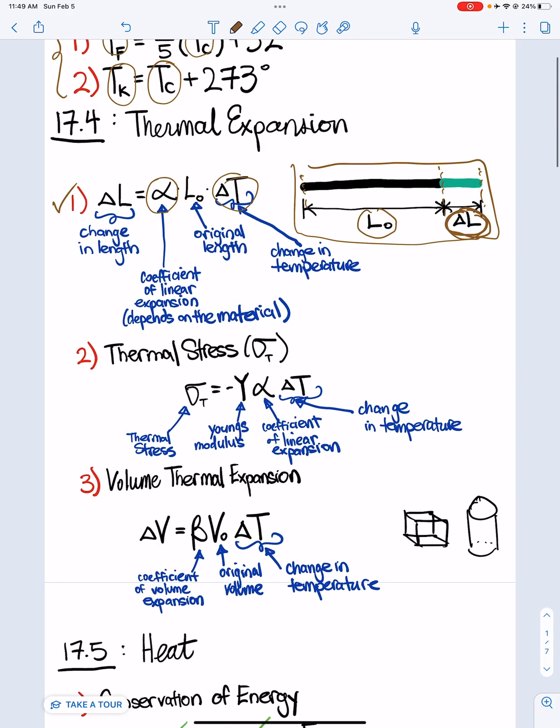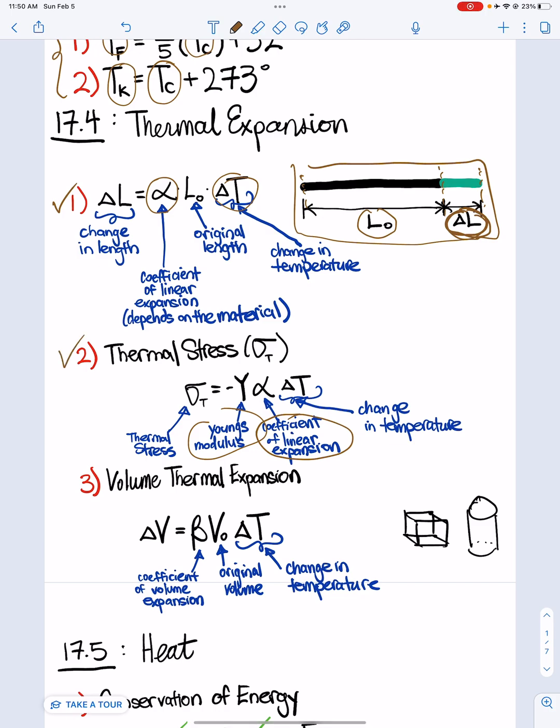Okay. Second formula is thermal stress, and that is equal to negative Young's modulus multiplied by the coefficient of linear expansion multiplied by the change in temperature. So the stress experienced by a material due to temperature change can be found using this formula. I believe Young's modulus and coefficient of linear expansion, like I said, should either be given or you might have to find that on Google or in a chart somewhere.